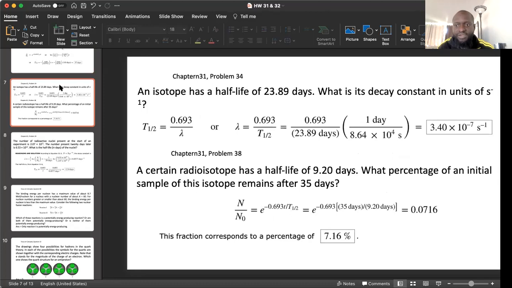What is its decay constant in units of per second? So half-life is 0.693 over lambda. So lambda is the decay constant, 0.693 over half-life. So it's 0.693 divided by 23.89 days, and then you convert that to seconds. And you get that there in per seconds.